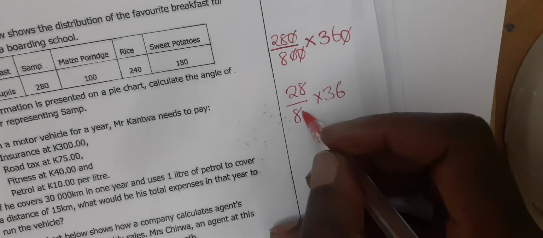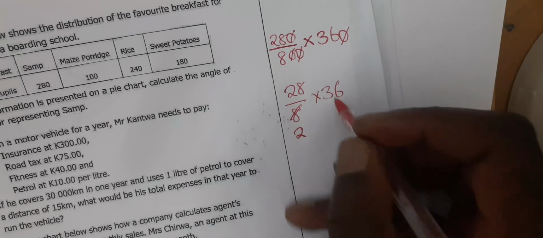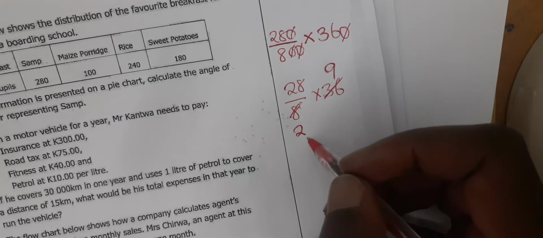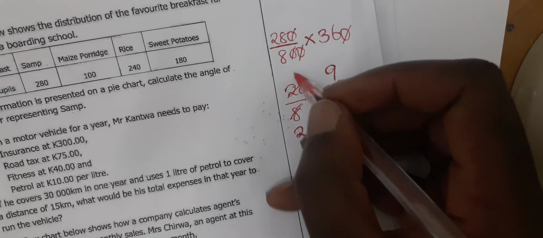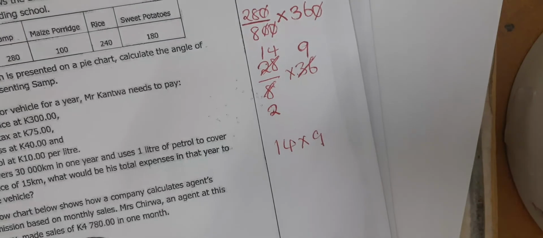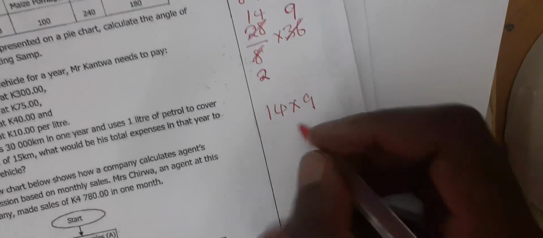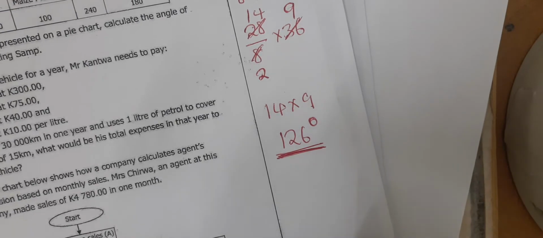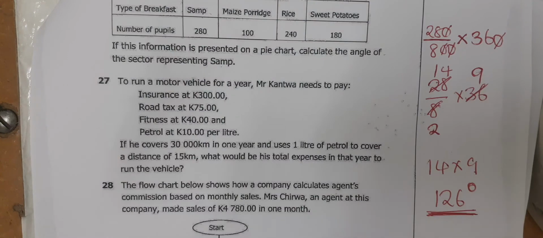So we can go further and say 4 here, it's 2, 4 here, it's 9, okay? Then 4 here, 2 here, it's what? 14. So we need to multiply 14 by 9. What are we getting? This is giving us 126 degrees. That is the angle there, okay? So let's come to question 27.